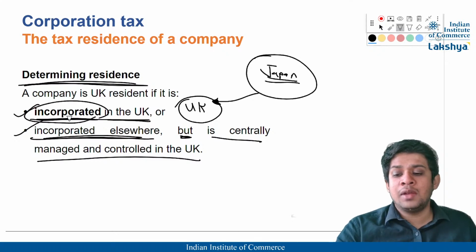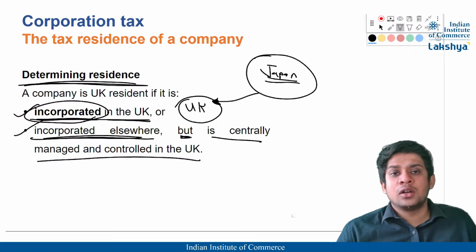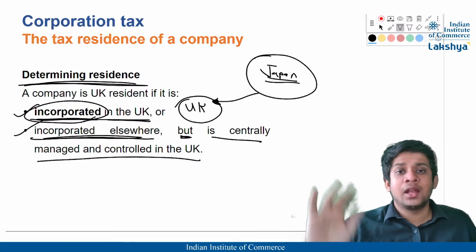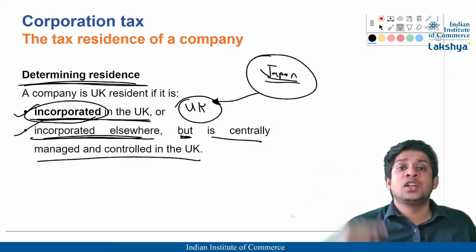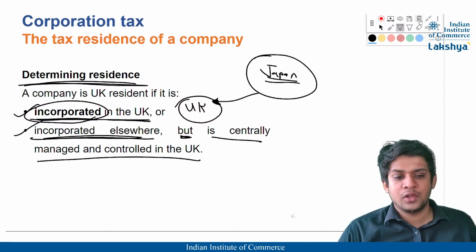So the company could either be incorporated in the UK, and if it is incorporated in the UK, it does not matter whether it is centrally managed in the UK or elsewhere. If it is incorporated, it will be a UK resident. But if it is incorporated elsewhere and centrally managed in the UK, then it will be considered as a UK resident also. Okay, guys?